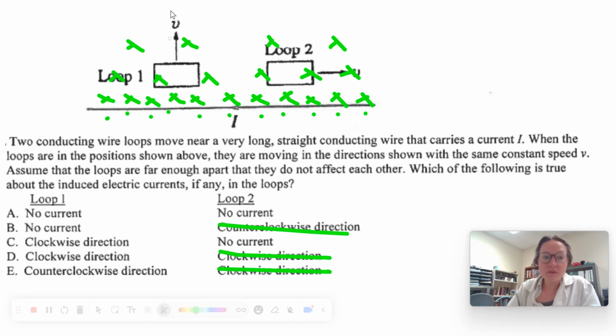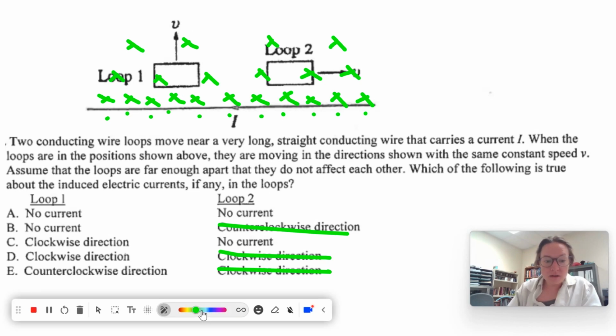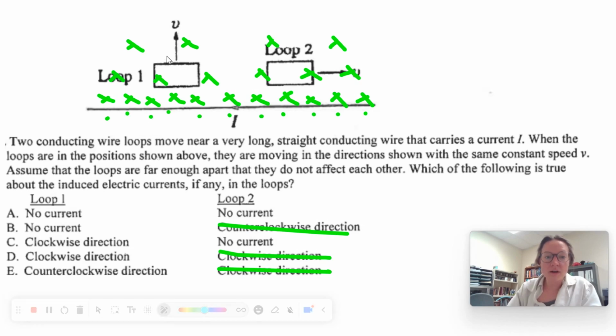Meanwhile, loop 1 is moving up the screen, and as it moves up the screen, the strength of the magnetic field is decreasing as it moves up. It's getting weaker and weaker, which means there is a change in flux for loop 1. So loop 1 is going to experience a change in flux, and it is going to experience a current. Let's talk about the direction of that current. Loop 1 is experiencing a flux going into the page that is decreasing. So loop 1 will try to keep things the way that they are, and it will create its own magnetic field going into the page.